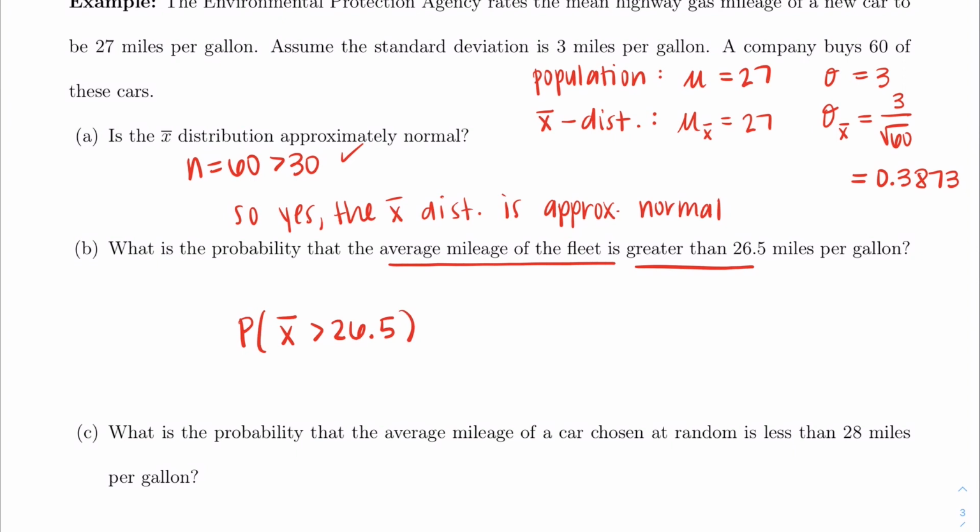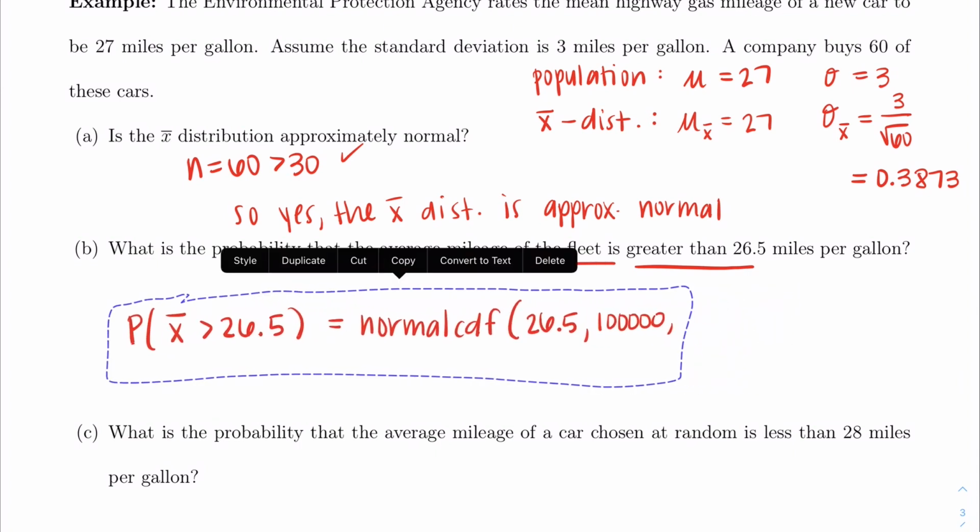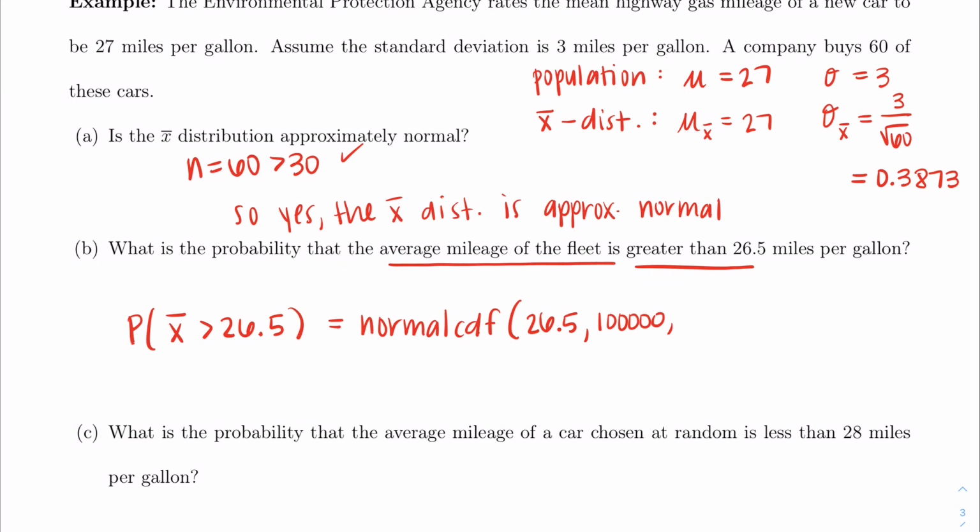To find this probability, we can use the normal CDF function or the normal curve applet that I've used in previous videos. When you use the normal CDF function or the normal curve applet, your minimum value is going to be this 26.5. Then because it's greater than, you make your maximum value something very large.